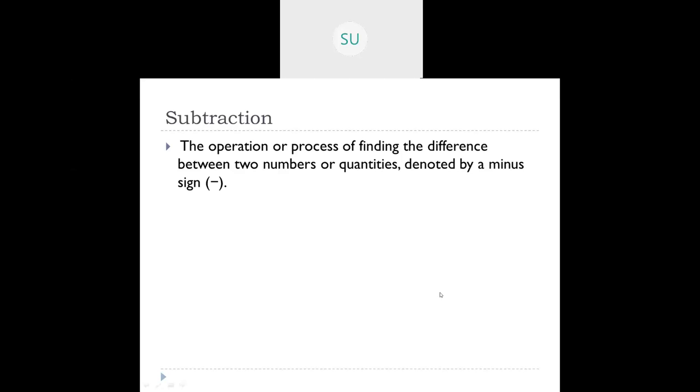So in the previous class we were doing subtraction of numbers, and before that we had seen addition of numbers, right? So in subtraction, what did we see? We first saw what is subtraction. Subtraction is nothing but the operation or process of finding the difference between two numbers or quantities, and it is denoted by a minus sign.